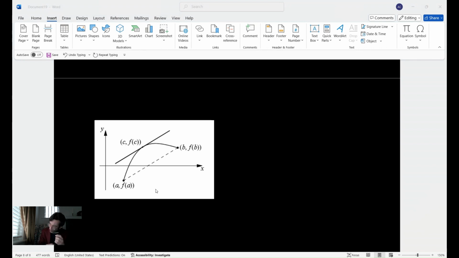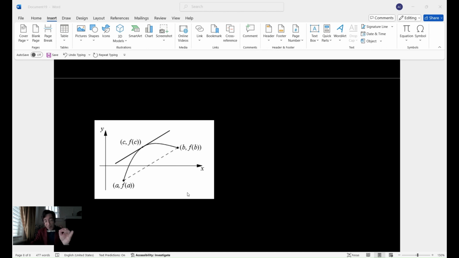And what does that really mean? It means that the tangent line through (c, f of c) is parallel to the line through (a, f of a) and (b, f of b). And of course, by parallel, it would mean that the two lines have the same slope. So if we put it all together, we can have the mean value theorem. You can think of it as the slope of the line through (a, f of a) and (b, f of b).